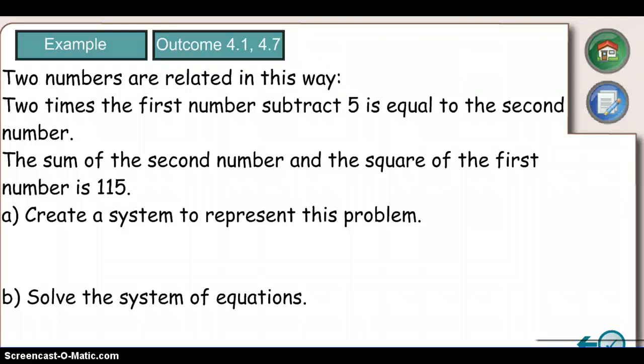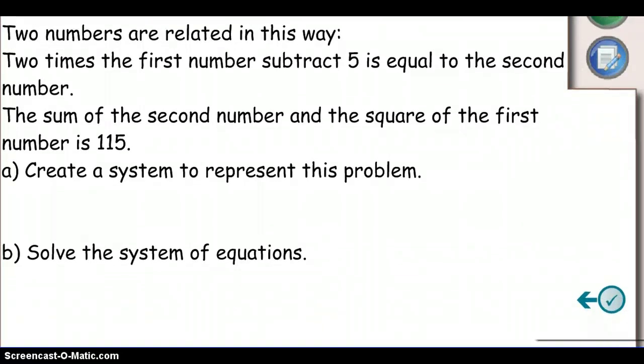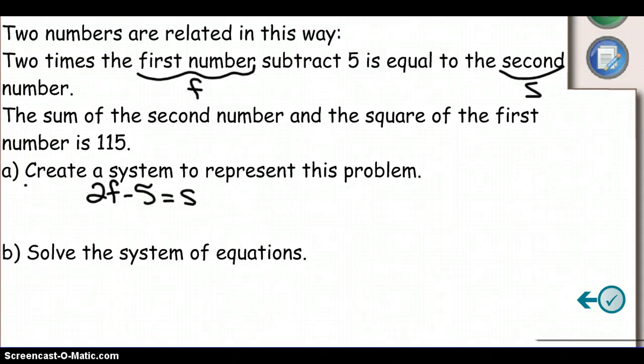2 times the first number subtract 5 is equal to the second number. That sounds way more confusing. But if you slow it down, it's not so bad. So I'm going to try and create a system from that right away. Okay, so 2 times the first number. First number we'll call F, and the second let's call S. So 2F subtract 5 is equal to the second number.